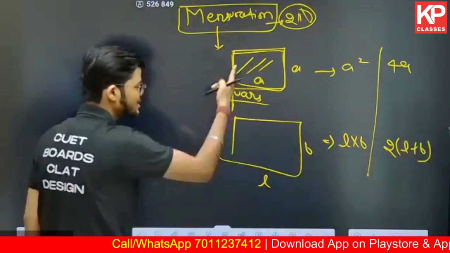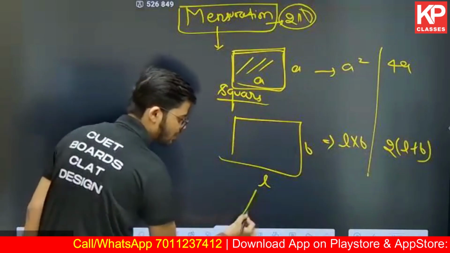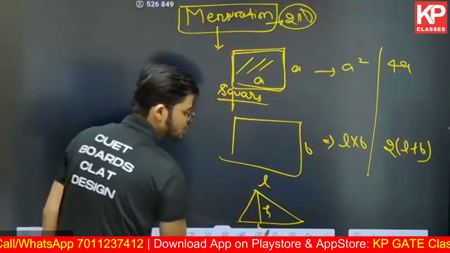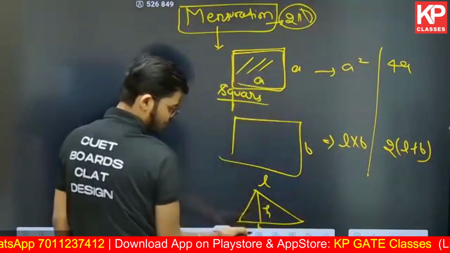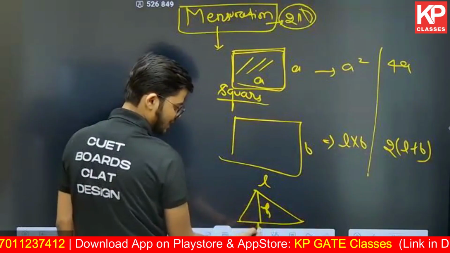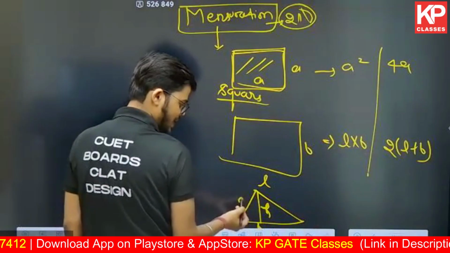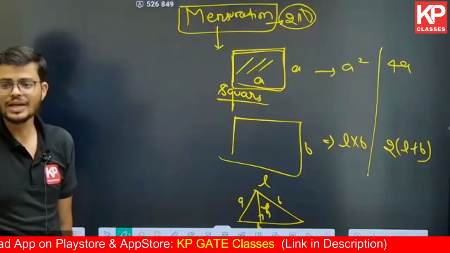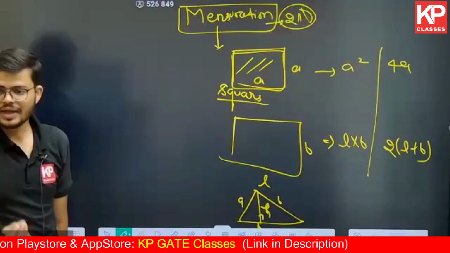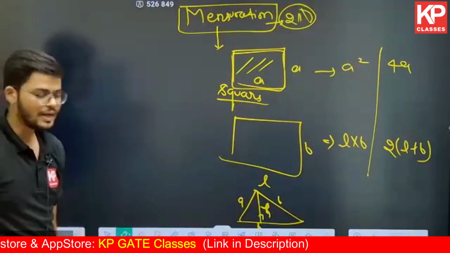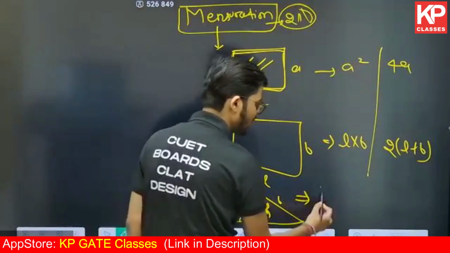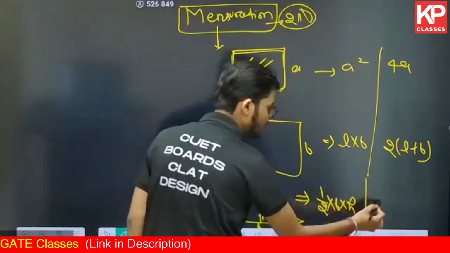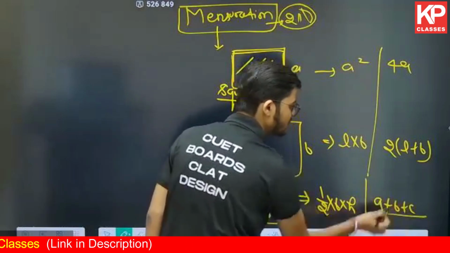This is a square, and this is a triangle. In the triangle, this is the height H and this is the base. This is the perpendicular distance, and the sides are, for example, A and B. In case of a triangle, the area is going to be 1 upon 2 base into height, 1 upon 2 base into height. The perimeter is going to be A plus B plus C.